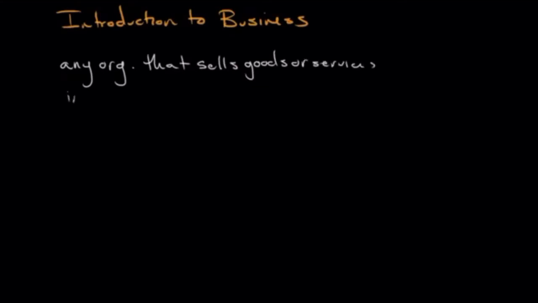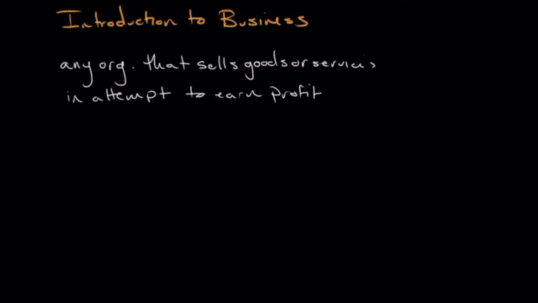Concept of a business. So when we first talk about a business, we're really talking about any organization that sells goods or services in an attempt to earn what we call profit. Now, we're going to unpack this definition here. When we talk about business, this is really what we're referring to. This is really the core: any organization that sells goods or services in an attempt to earn profit.